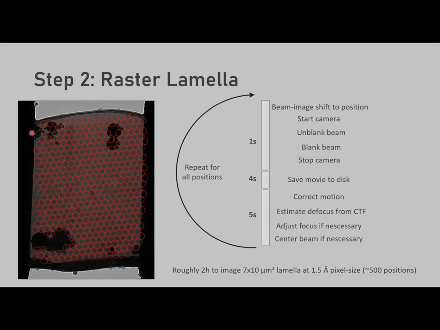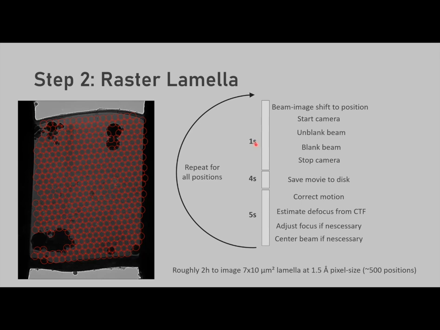If we move through the sample in a pattern, we will always adjust the focus locally, so our next exposure should be in focus. That way we avoid having the secondary area where we irradiate the sample without getting an image out of it. And so the whole thing is fairly fast.